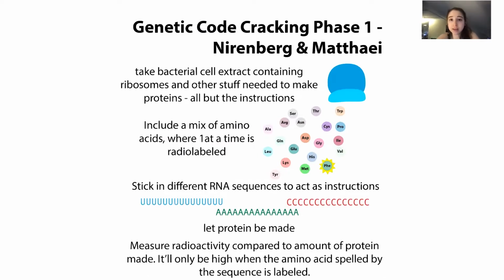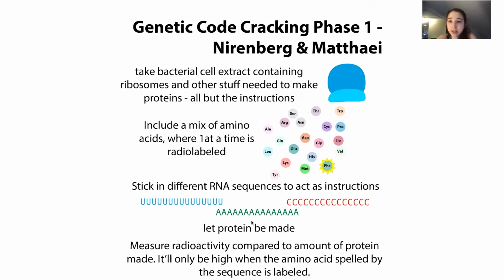And so in their first phase of this genetic code cracking, they take their mixture. This mixture has the ribosomes and all of the other stuff, the soluble RNA, which is the tRNA. So it basically has everything except for the template RNA, which they refer to as ribosomal RNA, which remember is really confusing. But then they could stick in different RNA instructions and see what it coded for.